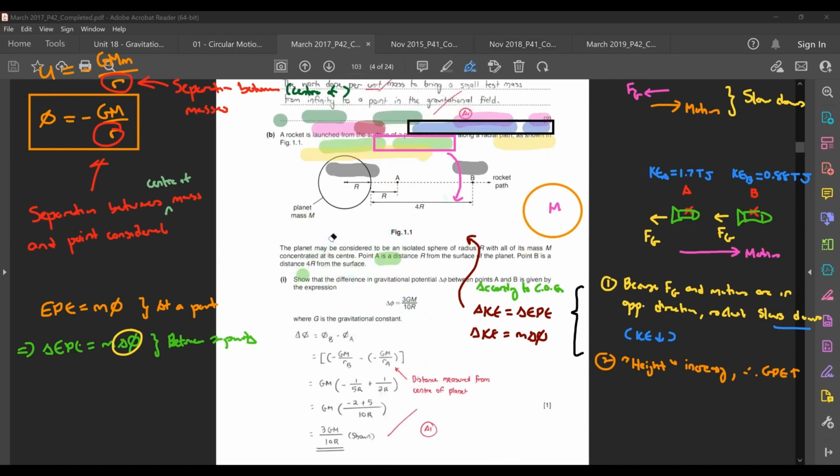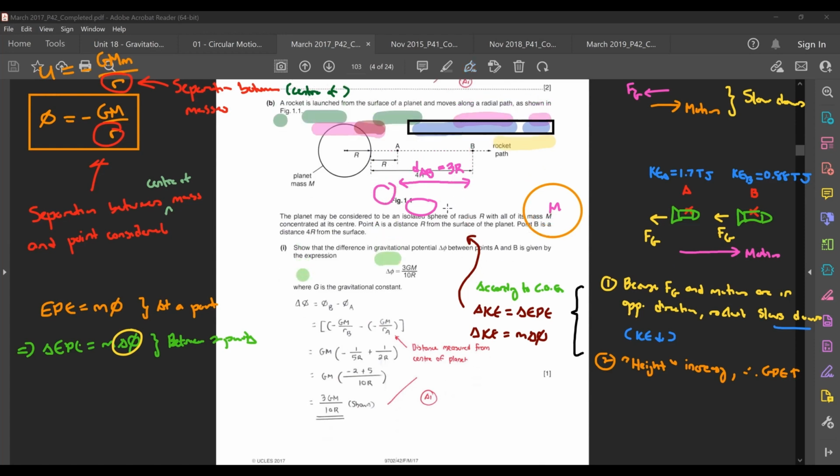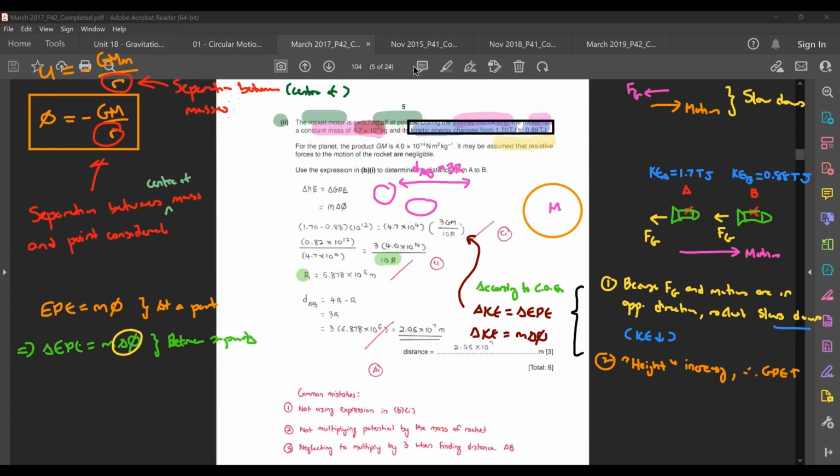Distance AB is this one here. This one is distance AB, isn't it? So distance AB, DAB, is actually 4R minus R, giving you 3R. Okay, you can clearly see that because this is 4R, this is R, this one will be 3R. So what you have found was just R only at the end here. You need to go one step further to find out what is the distance AB, where you say it is 3R.